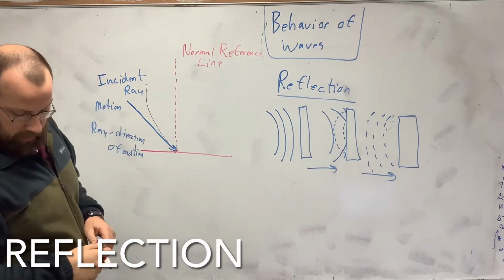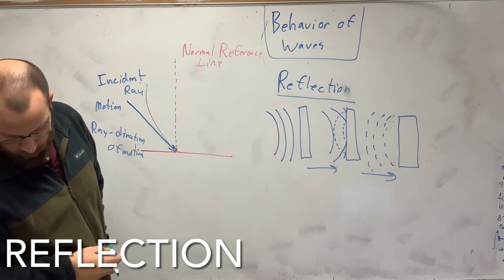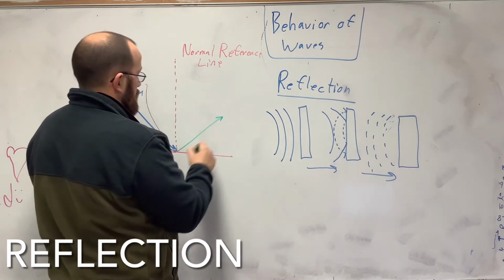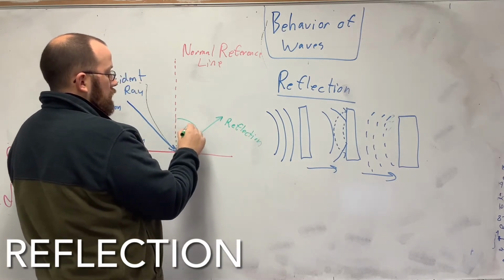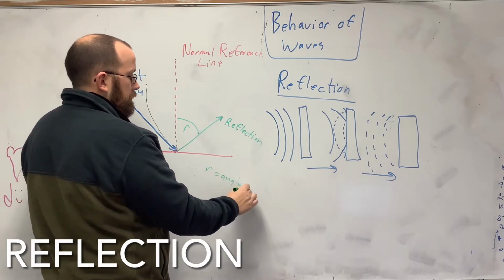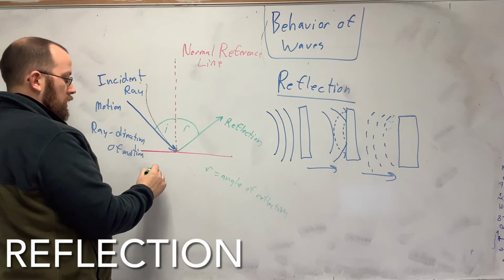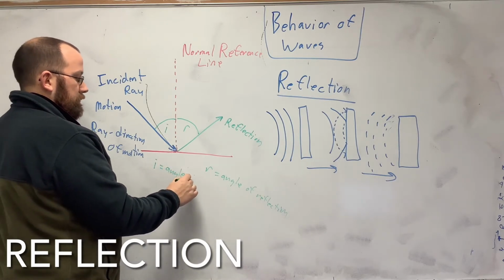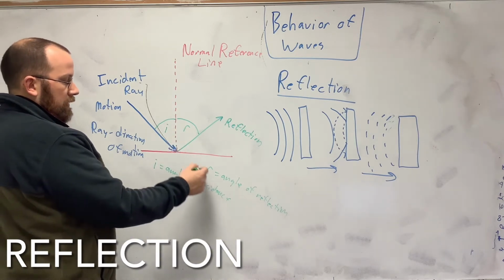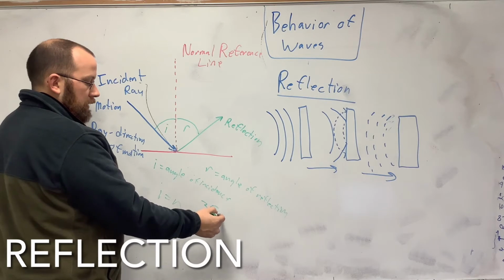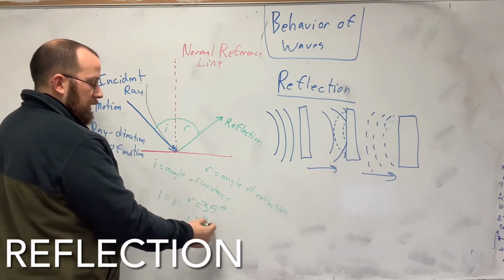So we have our incident ray hitting, and then what happens off of that is our reflection. So this is called our R, or our angle of reflection. Over here, this is our I, or our angle of incidence. All right, these two angles are going to be equal. So if I say my angle of reflection is 35 degrees, what is my I going to be? My I has to be, or my angle of incidence has to be 35 degrees.